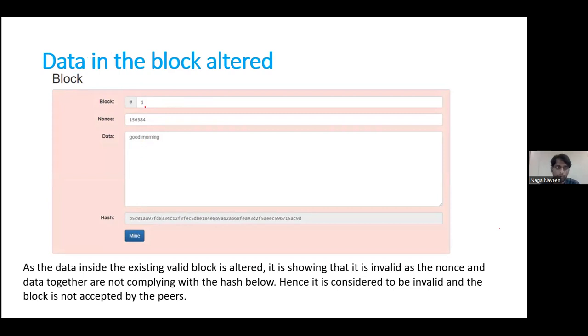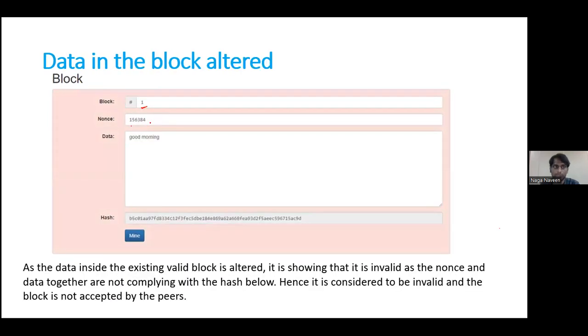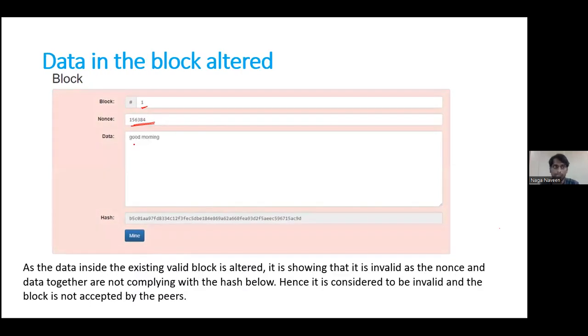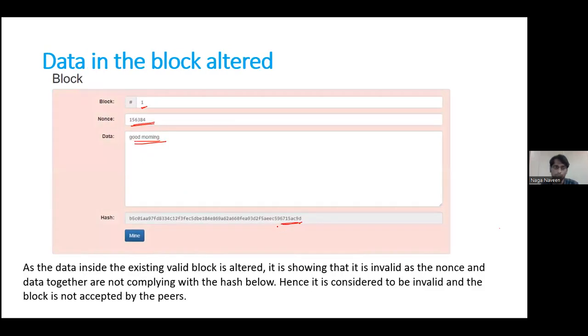please make a note here saying I have not changed the block number here and here, right? Next, I have not changed the nonce. Here it is 156384. Here also it is 156384. I just have altered the data present inside the block. Here it was test. I changed it to good morning, right? Now here you can observe that the hash has changed. 15AC90. Here it was 43760.